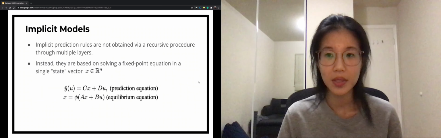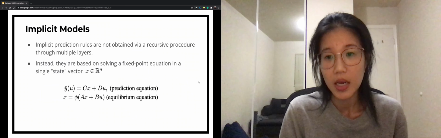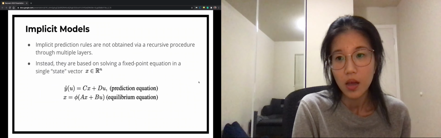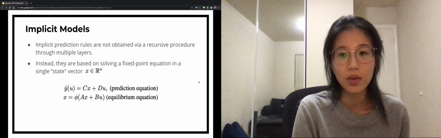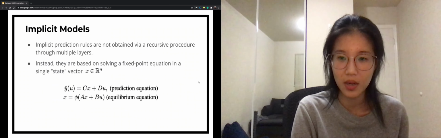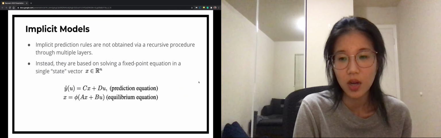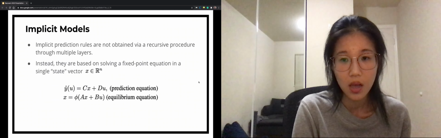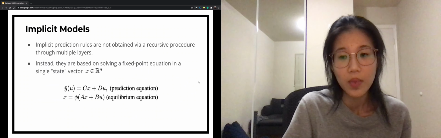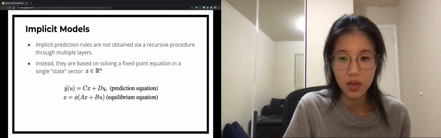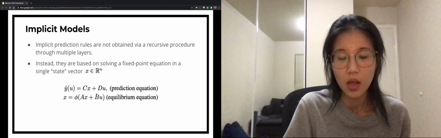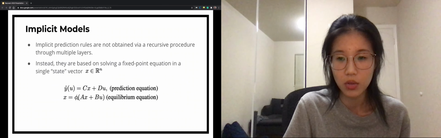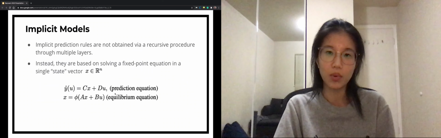First, we introduce the implicit models and their prediction rules. In contrast to most current neural network architectures, implicit prediction rules are not obtained via a recursive procedure through multiple layers. Instead, they're based on solving a fixed point equation in a single state vector x. Given an input vector u, the implicit prediction rules are given in these two equations. Phi here is a nonlinear activation map, and matrices A, B, C, D contain model parameters.